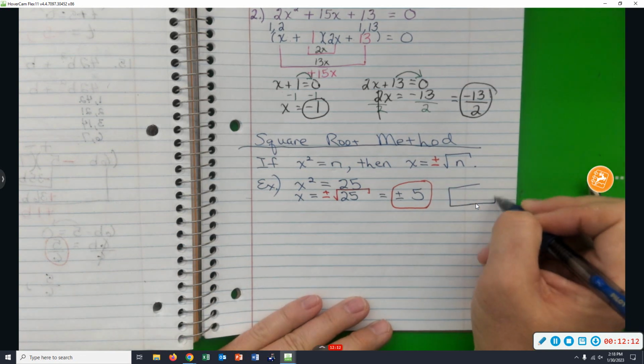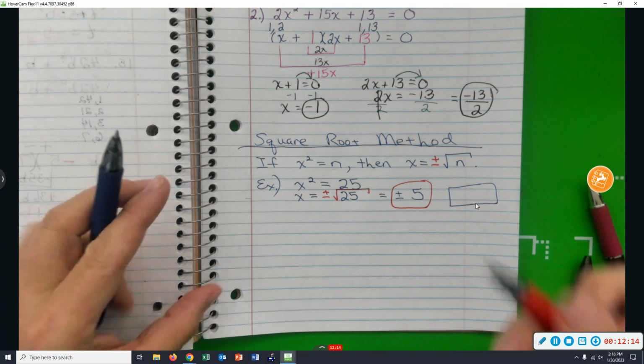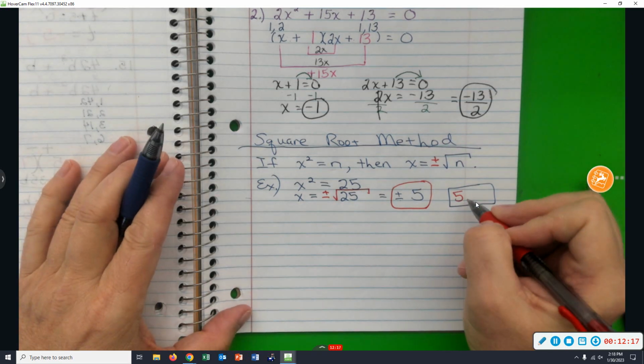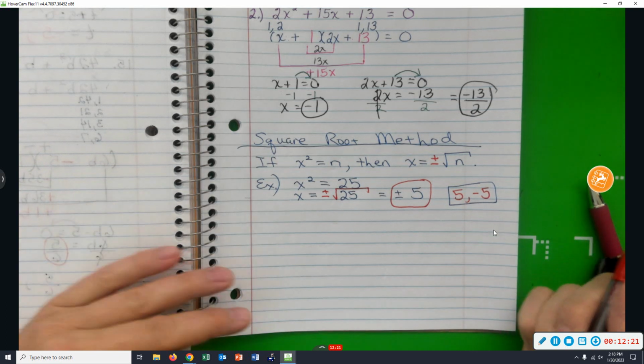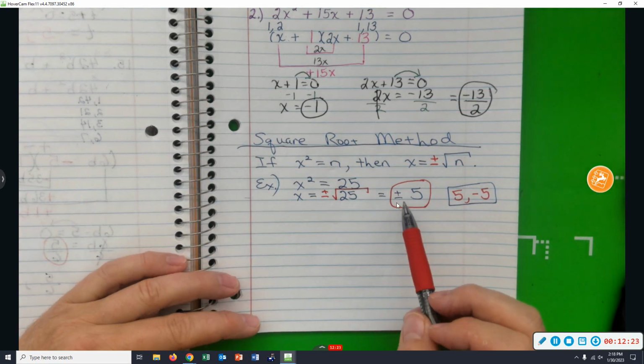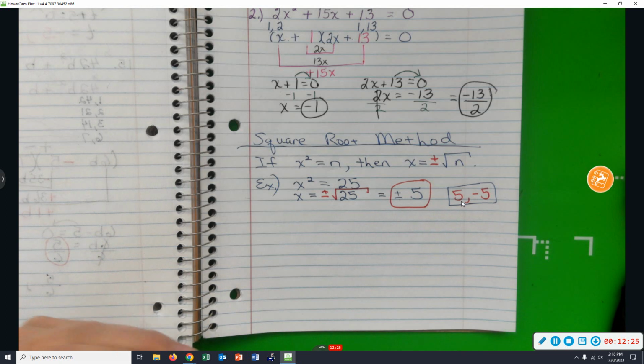Here's the blue box on my lab, and you'd have to type your answer. You'd have to type 5, comma, negative 5. Well, it's negative 5, comma, positive 5. And that's what that plus minus is representing. It's two numbers, positive 5 and negative 5.